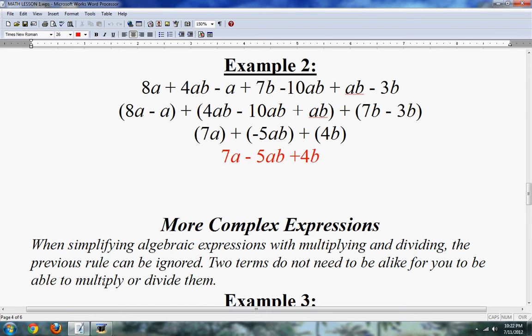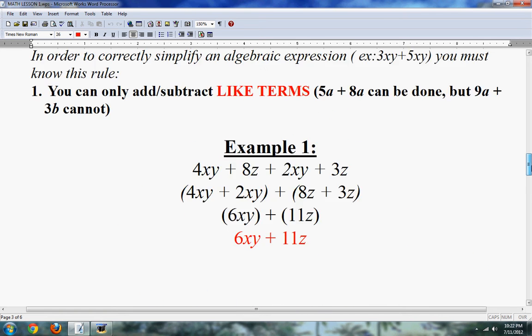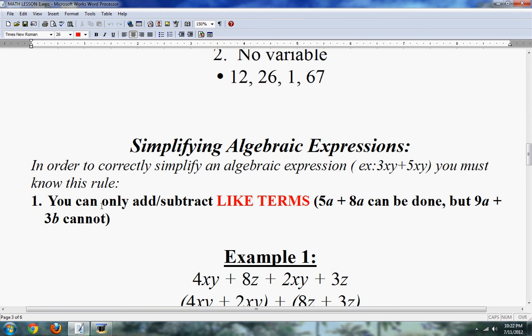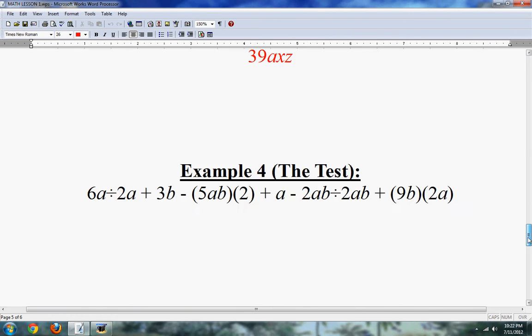Okay, getting into more complex algebraic expressions. When simplifying algebraic expressions with multiplying and dividing in them, the previous rule can be ignored, meaning that you can multiply or divide terms that are not alike. That's why I'm saying ignore that rule.